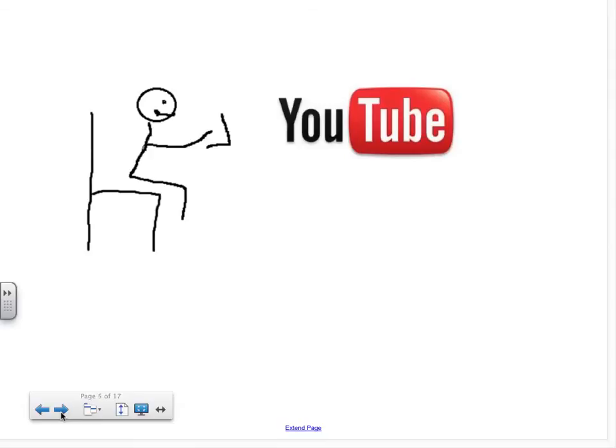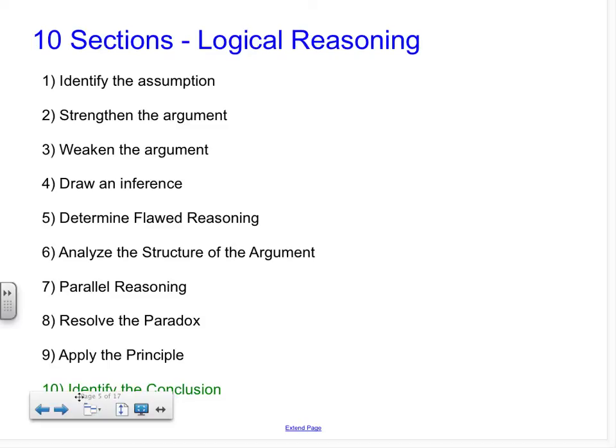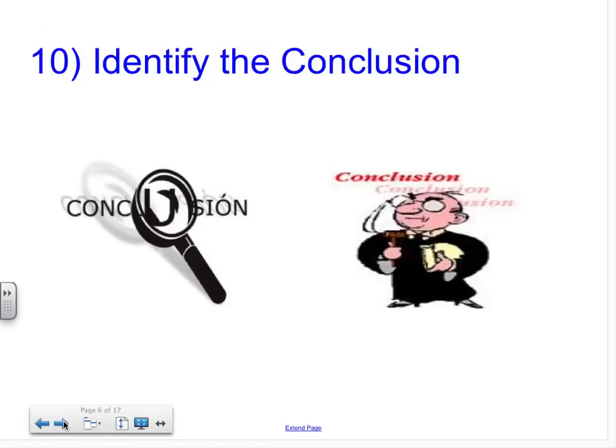Today, we'll be talking about the 10th section in the Logical Reasoning module on identifying the conclusion. When you encounter a question of this type on the LSAT, you're going to encounter a passage that has a series of premises that will be linked together with the conclusion. The conclusion links the premises together to give you a final concluding thought and will be the main point of the passage, or in other words, the tour de force of the argument.